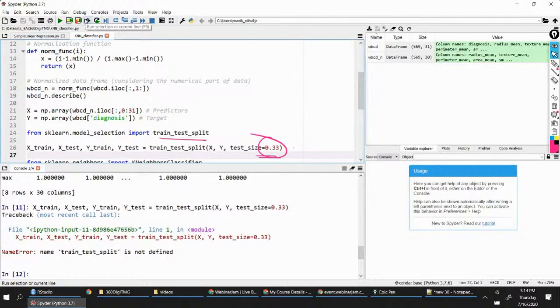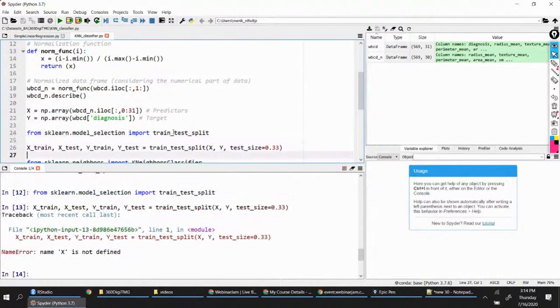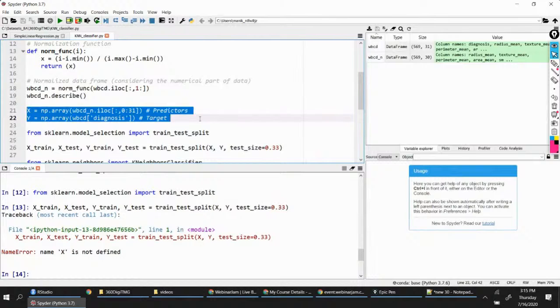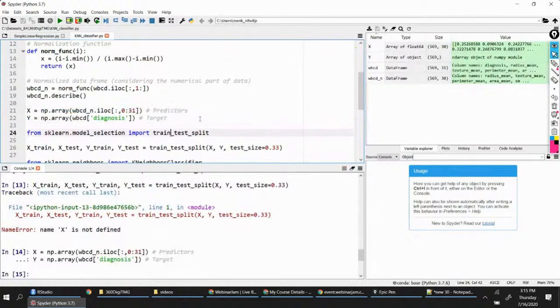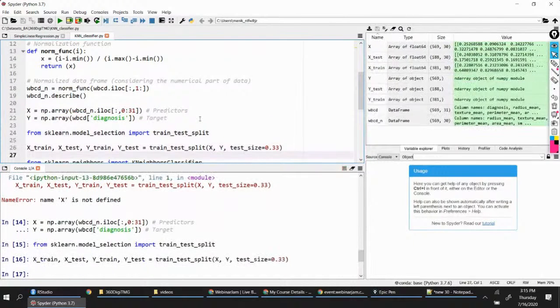Yeah, it's not defined. That's because I have not executed the line number 24. So let me first import this inbuilt function and then split. Again, X is not defined. That means I have not executed this. Okay, let me execute this. Then I'll say split. So now what happened, if you see here on the right side, you get X train, X test, Y train, Y test. Right? So the variables are partitioned now.